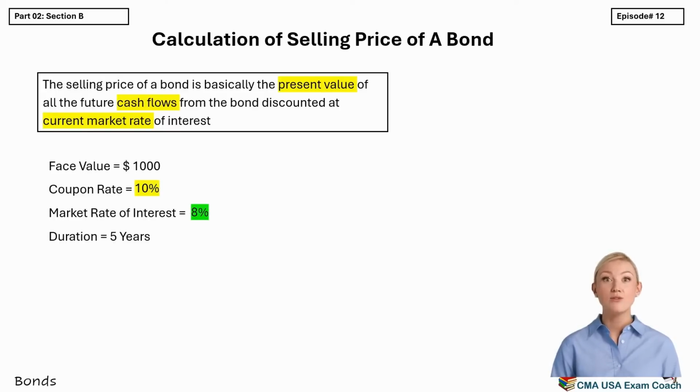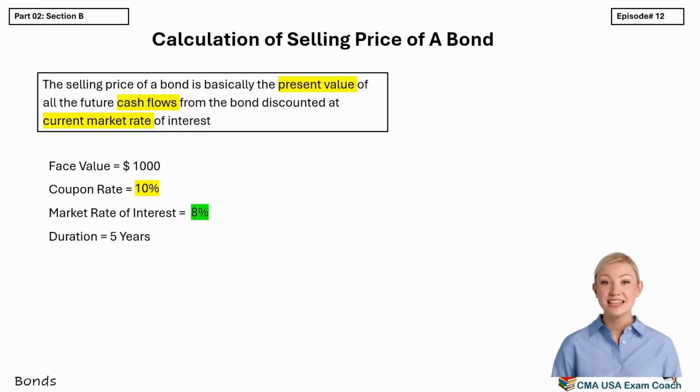The face value of $1,000 means that the company promises to repay $1,000 to the investor at the end of 5 years. Next, the coupon rate of 10% means the company will pay 10% interest annually on the face value. That is, the bondholder will receive $100 every year as interest.